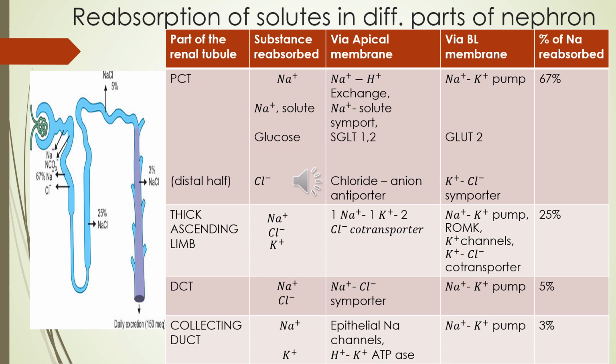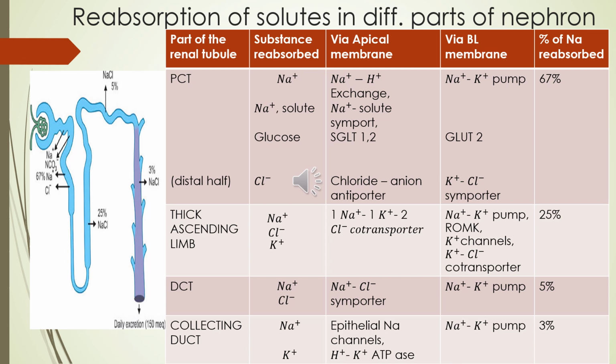And in the collecting duct, sodium ions are reabsorbed through the principal cells, and potassium ions are handled by the intercalated cells. In the principal cells, sodium ion is reabsorbed via epithelial sodium channels, and potassium is reabsorbed via hydrogen-potassium ATPase present in the intercalated cells. And sodium-potassium pumps are present in the basolateral membrane. About 3% of sodium is reabsorbed from the collecting duct.